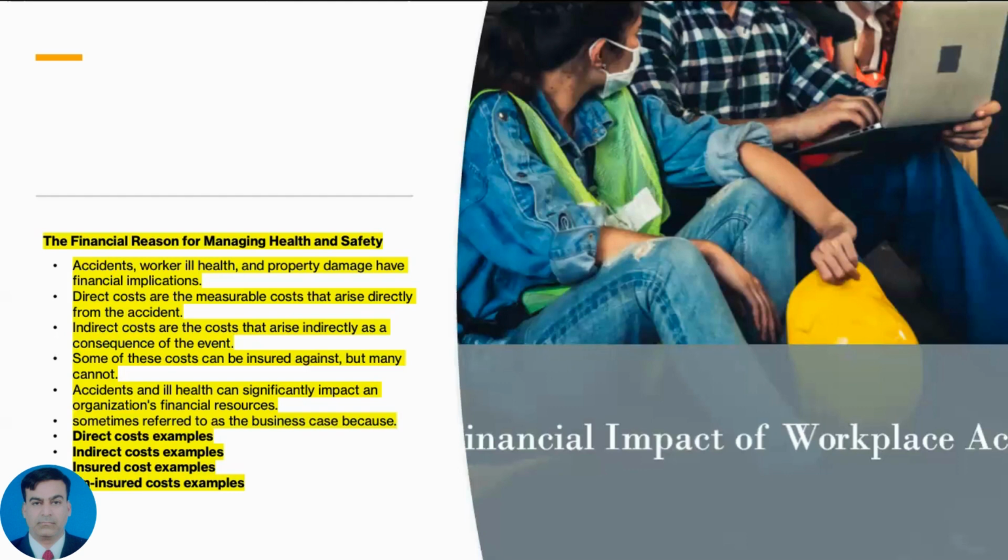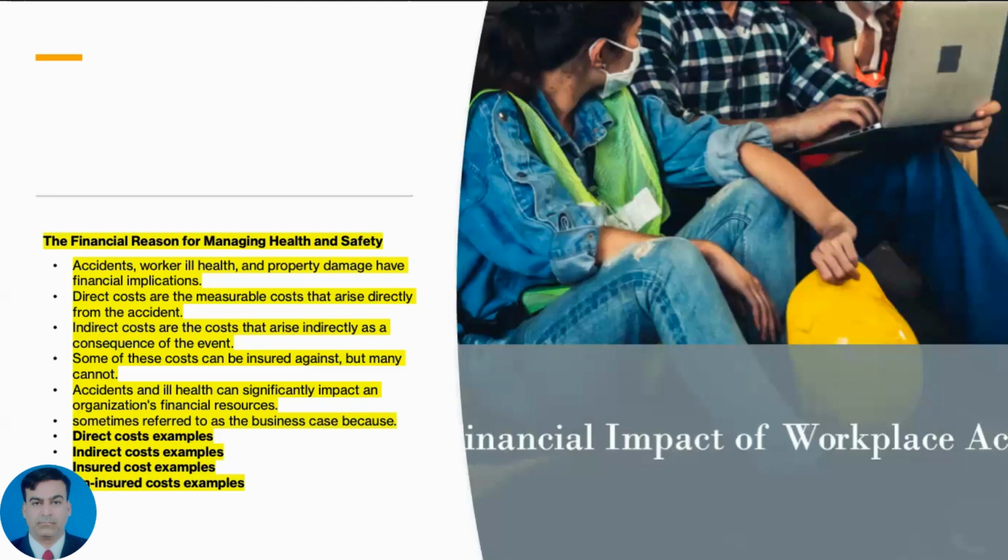Here are some examples of indirect costs related to managing health and safety. Number one, investigation time. You cannot face this as a direct cost. It will be an indirect cost. The time and the resources spent on investigating the incident, identifying its causes, and implementing corrective actions to prevent recurrence. Number two, lost employee morale. The negative impact on the morale and motivation of other employees who witness or hear about the incident. This can lead to decreased productivity, increased absenteeism, or turnover.